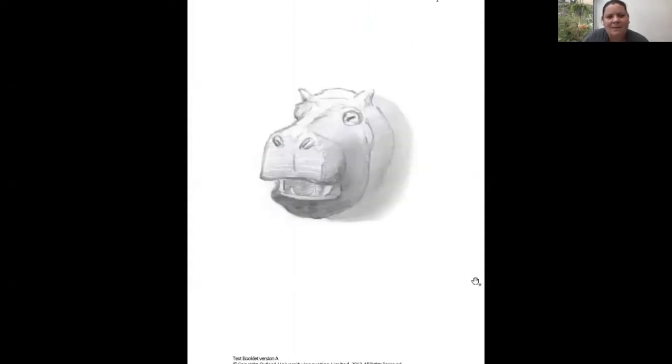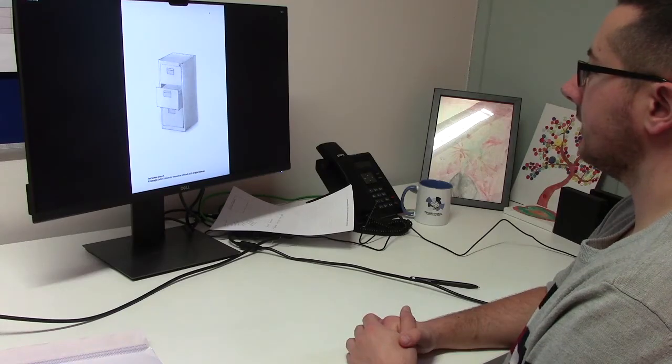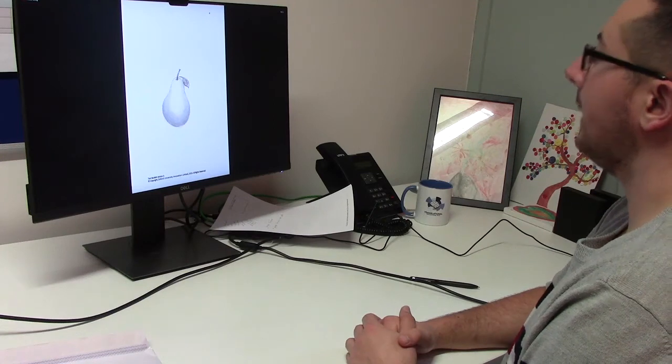What's that? Tell me what that is. A hippo. Brilliant. And then what's this one? A watermelon slice. Yeah. And then what's this one? A filing cabinet. Brilliant. And then finally, a pear.